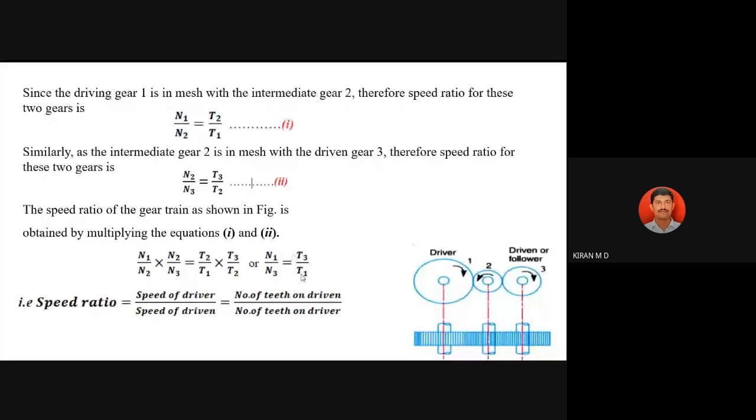So if any number of gears are there, intermediate gears are there, the speed ratio or velocity ratio of a simple gear train is speed of driver divided by speed of driven, first gear and last gear, is equal to number of teeth on driven gear divided by number of teeth on driver gear. Is it clear?